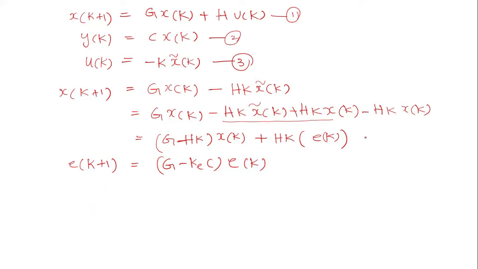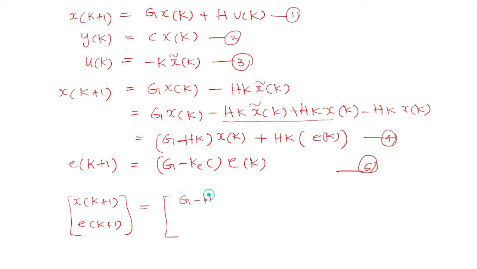I'm just naming this equation number 4, this one as equation number 5, and combining equation number 4 and equation number 5 to form an augmented matrix as below: x of k plus 1, e of k plus 1 is equal to the matrix G minus HK, HK, 0, G minus KeC, into x of k, e of k.